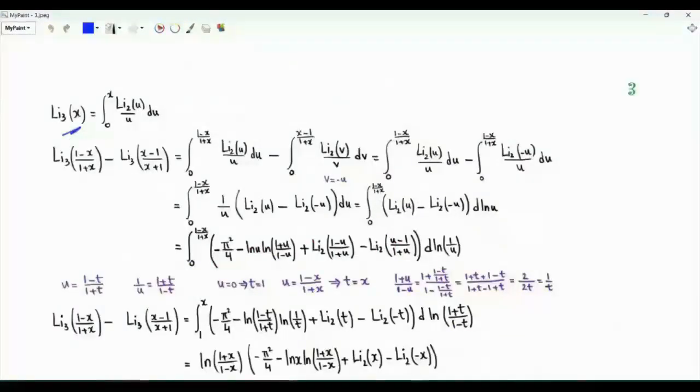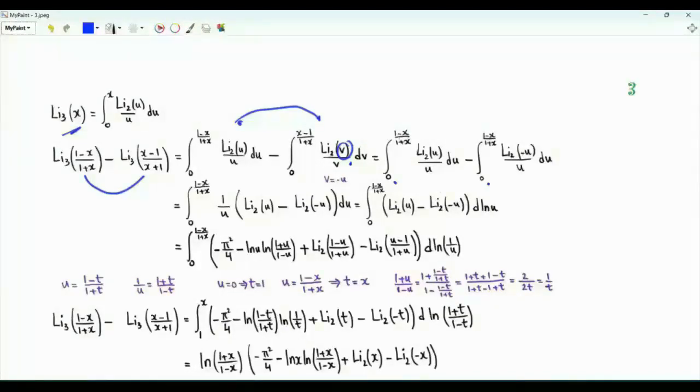Now to the trilogarithm. This difference here can be written as the difference between these two integrals involving the dilogarithm. This integral is written using v. Let's do the substitution. v is equal to minus u. dv over v is du over u. This v becomes minus u. When v is 0, u is 0. When v is (x-1) over (1+x), u is (1-x) over (1+x).